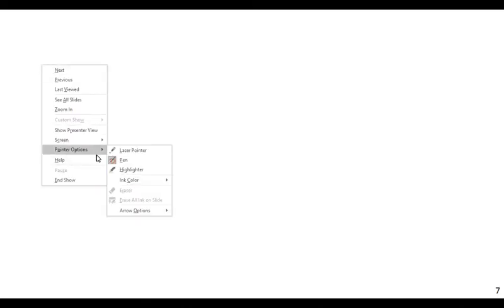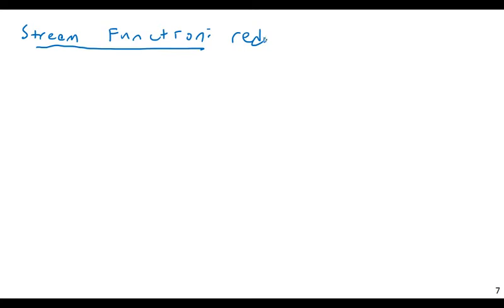Okay. So next, I want to look at the stream function, which is when we're going to be collapsing the continuity equation to 2 dimensions, or reducing things to 2 dimensions. Let's reduce this thing to 2 dimensions.